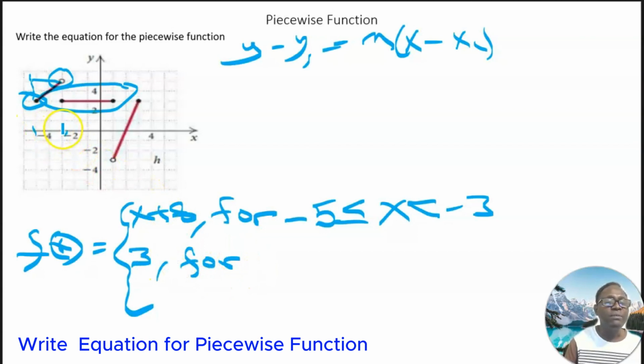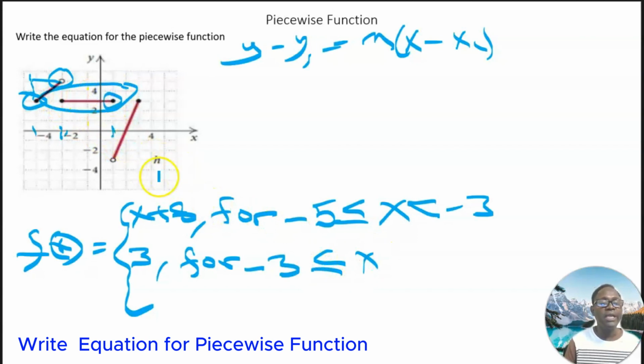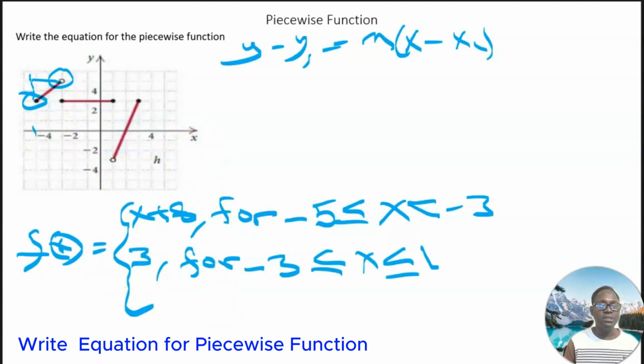Then we have to find the x values. For the x values starting from here to here for this line, which means from -3, and then we have a closed circle, so we use less than or equal to x, and then to this point, where again we have a closed circle, we use less than or equal to, in this case 1. So now we go to the last portion of the graph, which means the last line. We have to find the equation for the last one, which is this line.